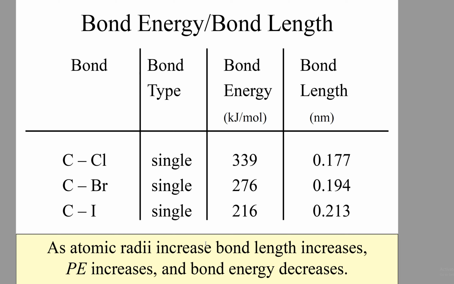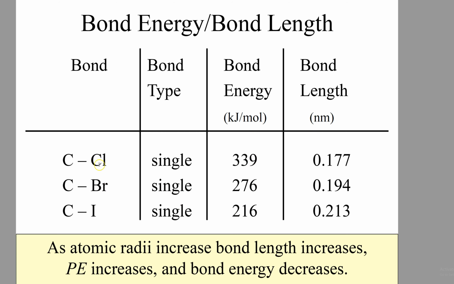All right, so here's an example of something that you will definitely need to know. Here is bond energy versus bond length. So C-Cl is a single bond. It has a bond energy of 339 and it has a bond length of 0.177 nanometers. So if you take a look at each of these three bonds, you can kind of see that as you are changing the halogen, you actually get a different bond energy.